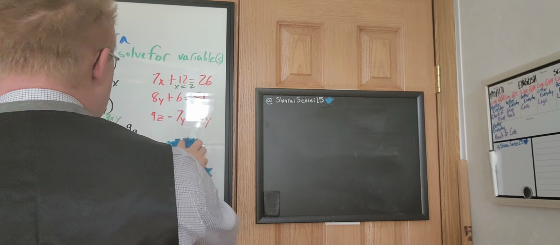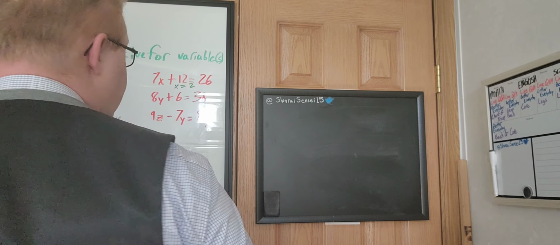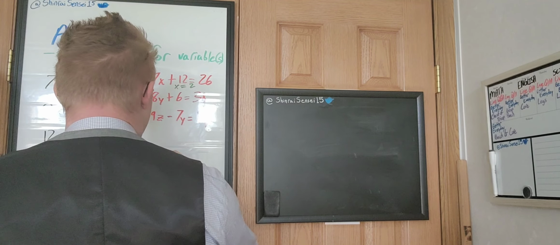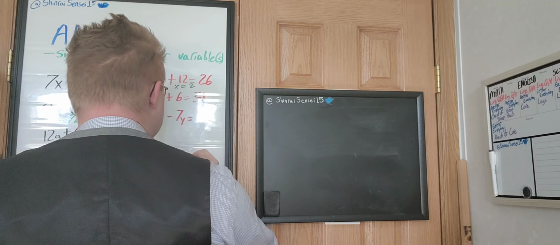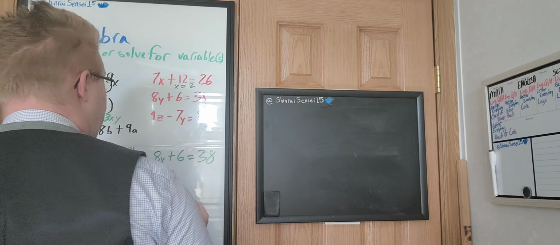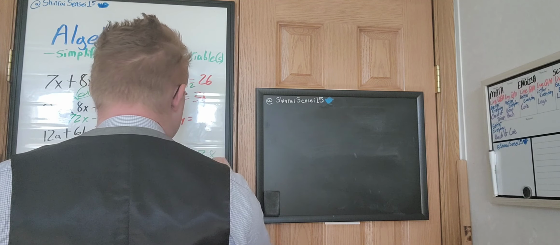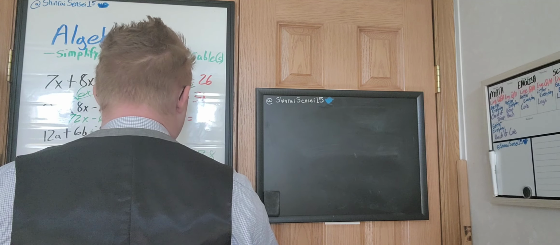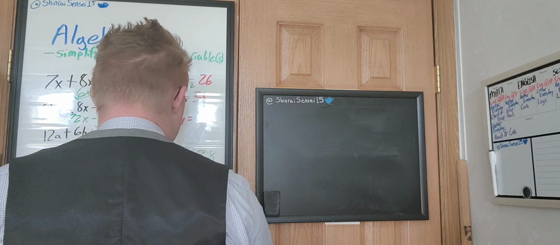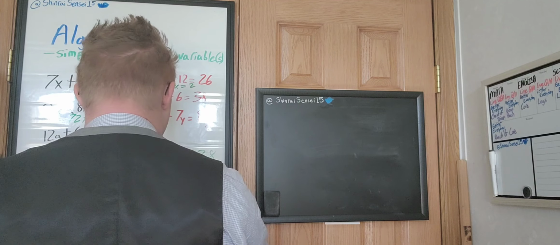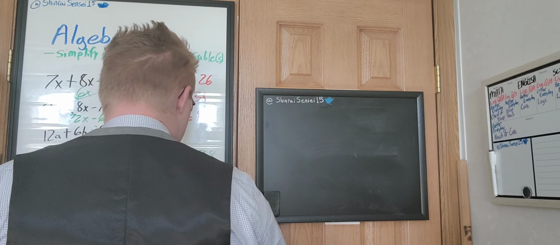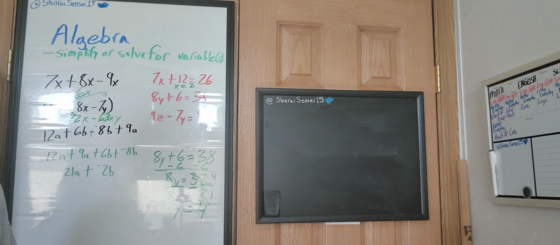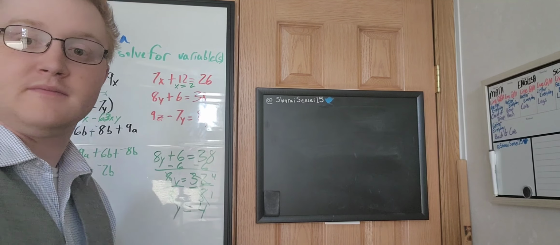All right, now let's solve the next equation, which is 8y plus 6 equals 38. Well, once again, you subtract the 6 from both sides, which leaves 8y on its own is equal to 32. Then you divide 8 into each of these. And now you get y is equal to 4. Try it.